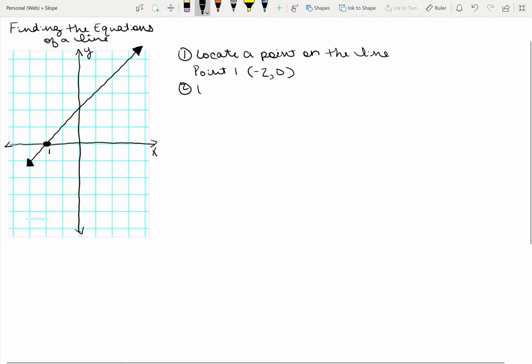Number 2, locate another point on the line. So let's see here. Let's place point 2 here. Let's call this point 2. And it is located at +1, 3. Okay? Step 3.